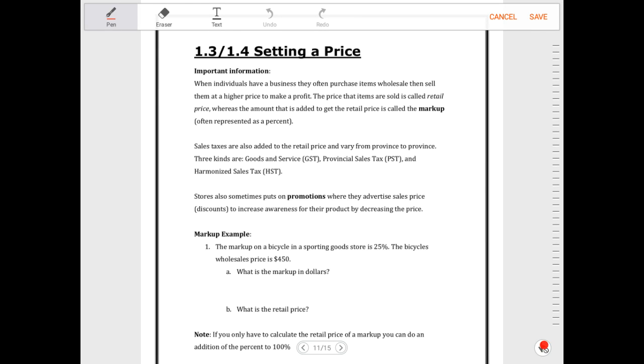Okay, everyone, we're going to move on to section 1.3, 1.4, which is called setting a price. This is actually kind of an interesting part because this is where we take the knowledge and skills we've been practicing with percentages and percentages of numbers to help us understand how prices go up and how prices go down. We look at something called markup, when prices essentially go up and why. We look at how taxes are included. We also look at sales.